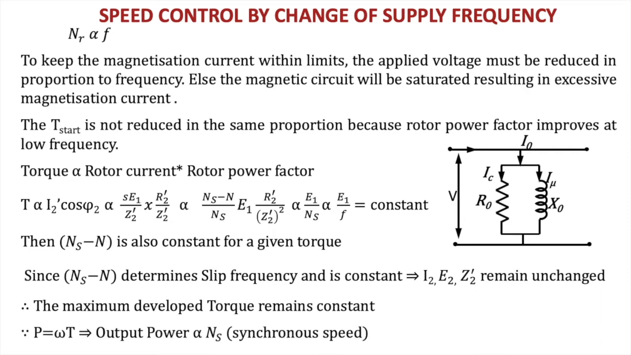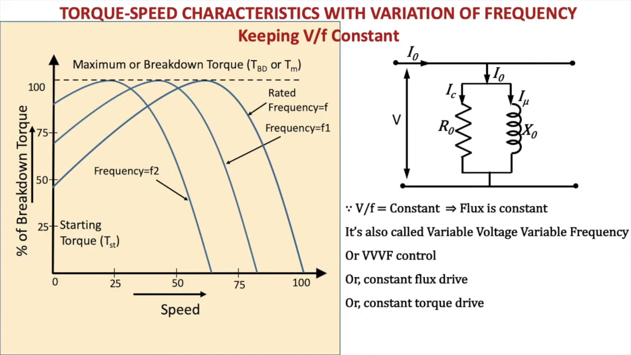Now what about the power? The power is given as omega into T. Omega is the synchronous speed and that reduces with the frequency. Hence the power will vary with the variation of the frequency while the torque remains constant. Now we'll see the torque speed characteristics with variation of frequency, keeping V by F constant. Now when you keep V by F constant, this means the flux is constant. It is also called variable voltage, variable frequency control.